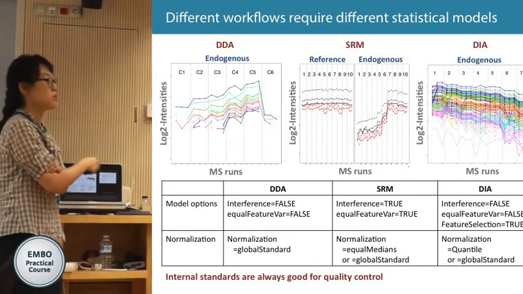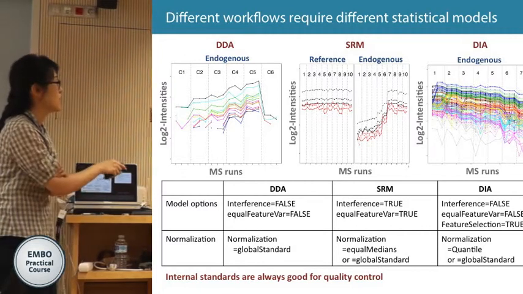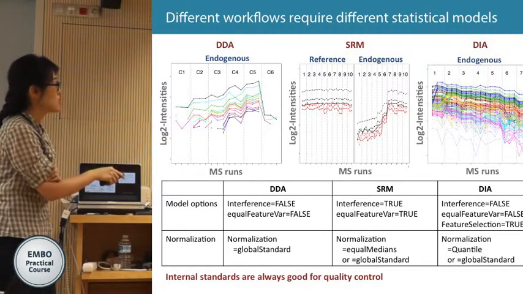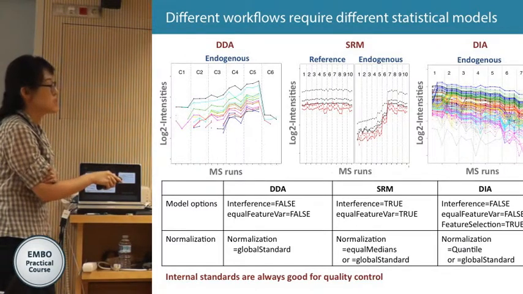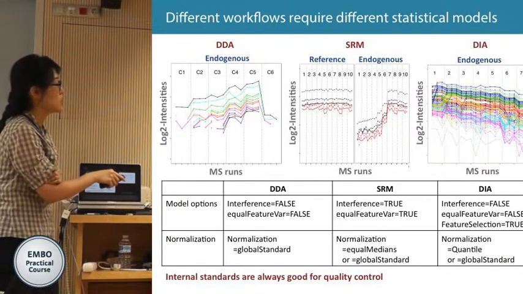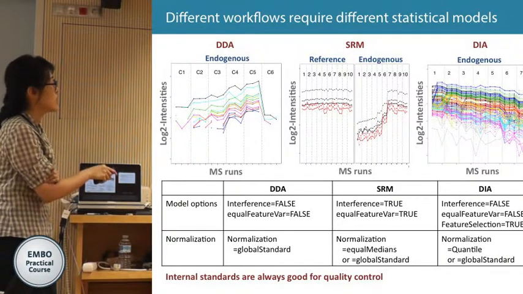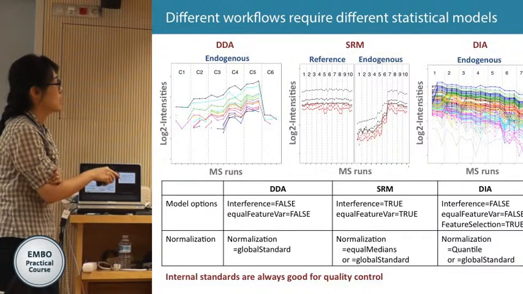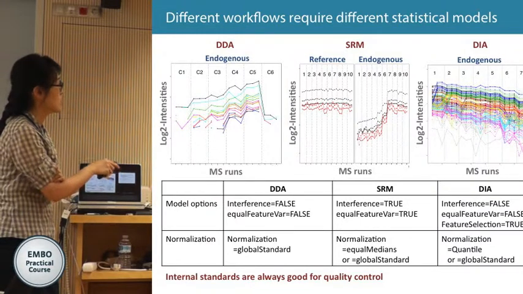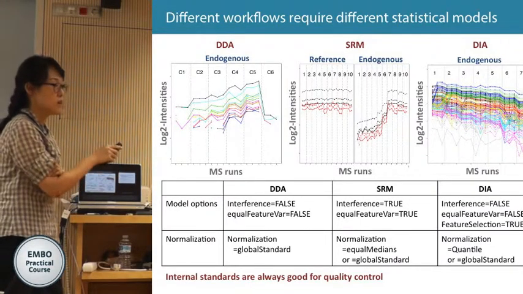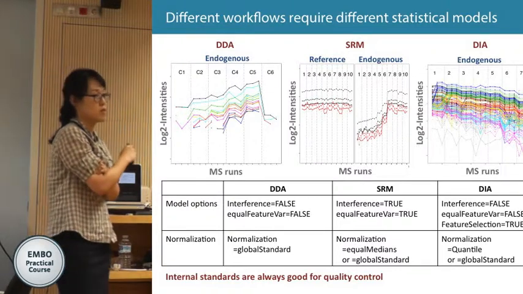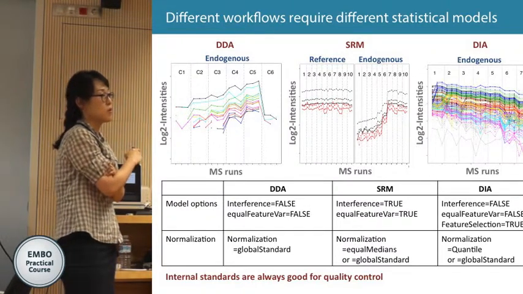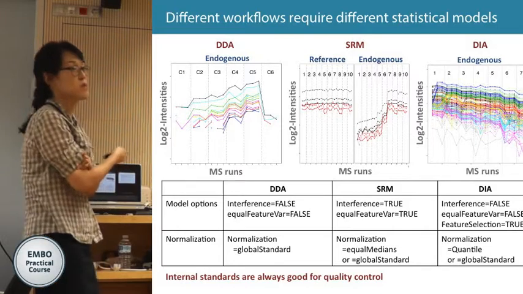And the fourth option is for the statistical analysis. For SRM cases, usually we can assume equal variance. But for DIA data or DDA data, we definitely assume unequal variance by feature, which should work for this experiment design.